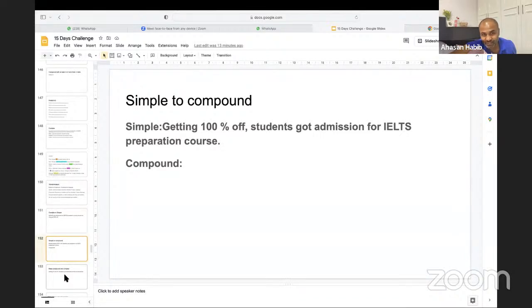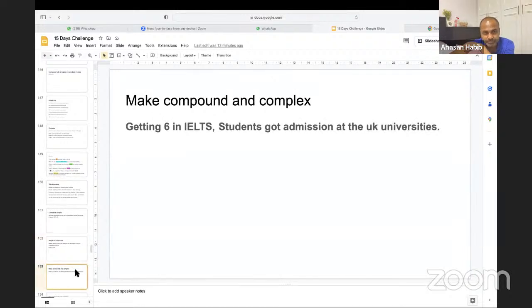I'm gonna give you 30 seconds more to type it. How to make compound sentence. Okay, students got admission for IELTS preparation course. Let me read out some more. Student got admission for IELTS preparation course and got 100% off. Okay, yeah, that's fine. But if you say they got 100% off, that would also be fine. So quickly type in the chat box.